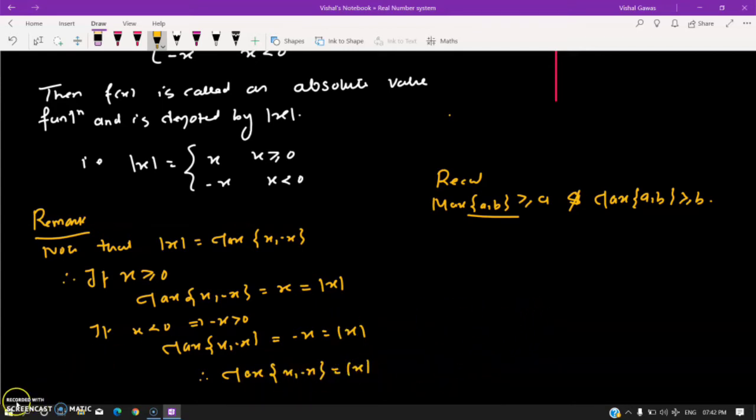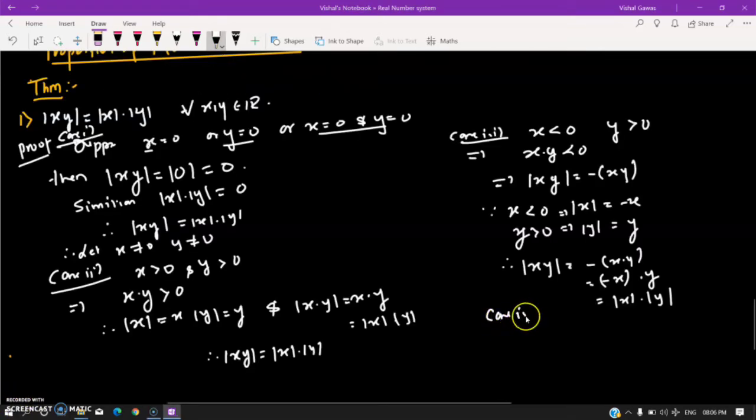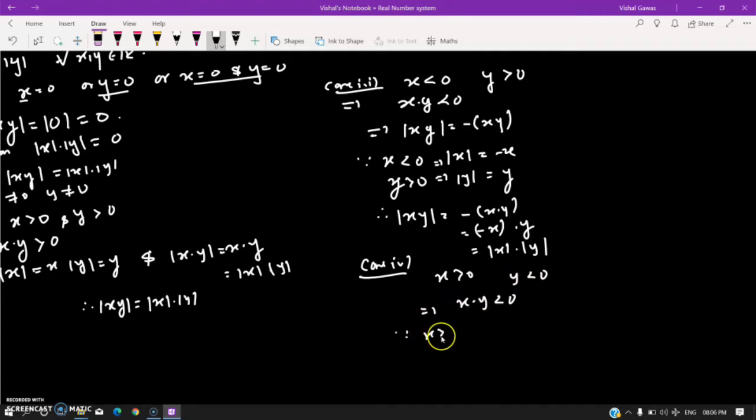So let's look at the properties of the modulus function. Let's look at case 4. Case 4 is on similar lines as case 3. What if x is positive and y is negative? Here this would imply that again xy is negative. Since x is positive, mod x is x, y is negative, mod y would be minus y, and this is true.